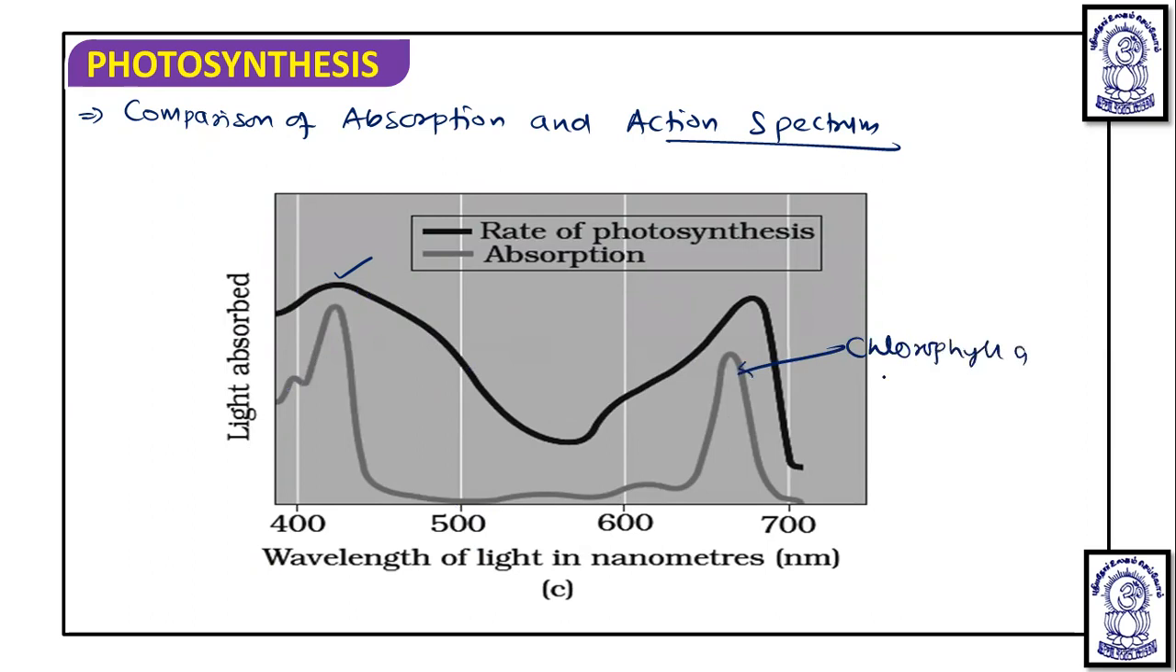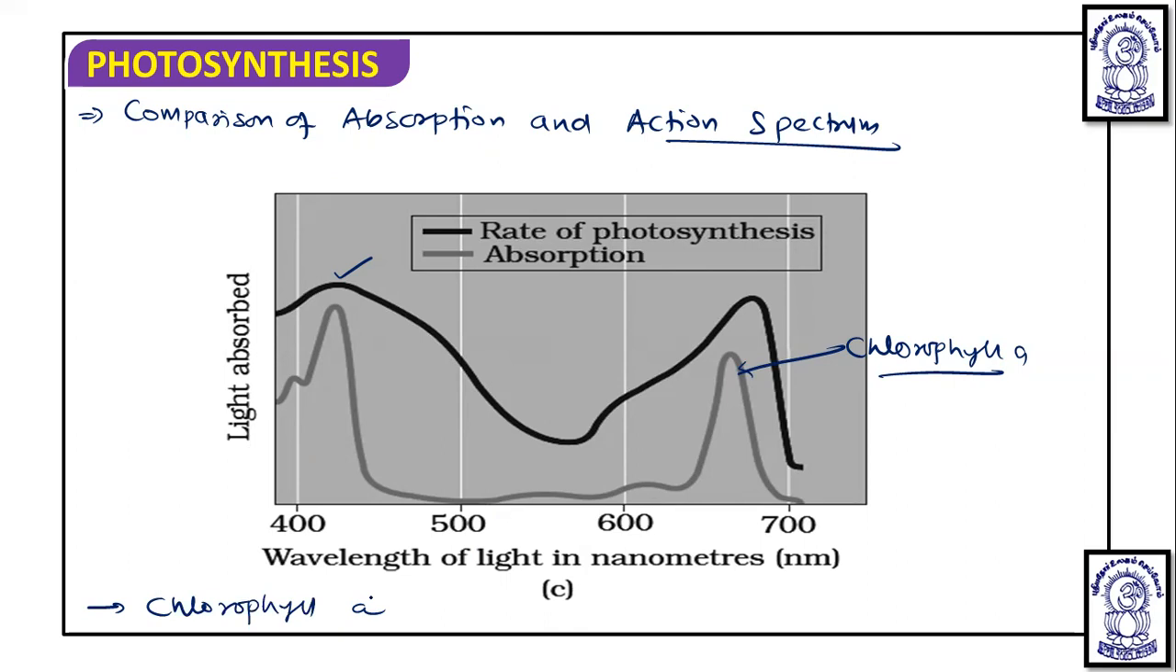So from this, it is understood that chlorophyll A resembles the action spectrum. Actually, chlorophyll A and chlorophyll B both resemble, but chlorophyll A is showing the maximum resemblance. So chlorophyll A is the main pigment, that can be understood from here.